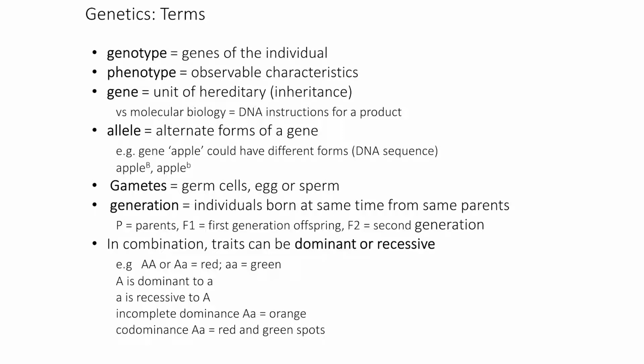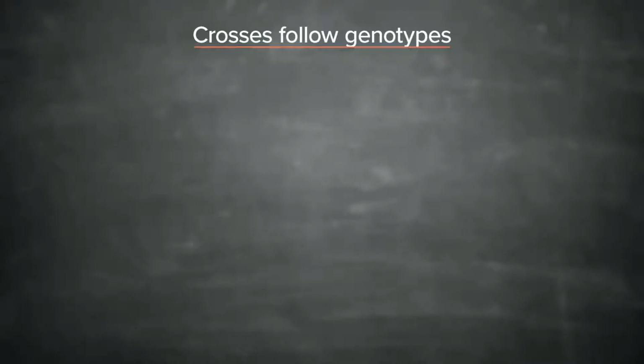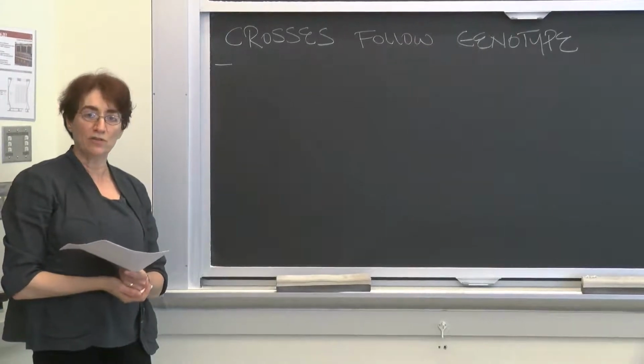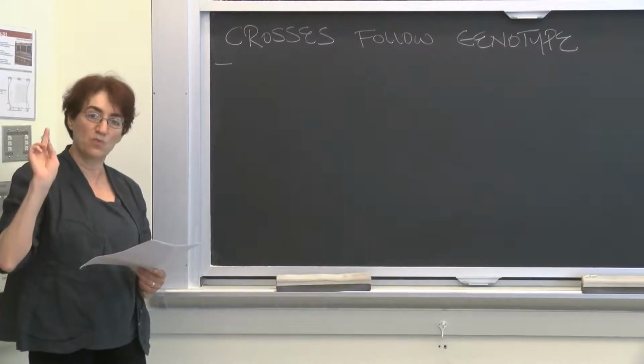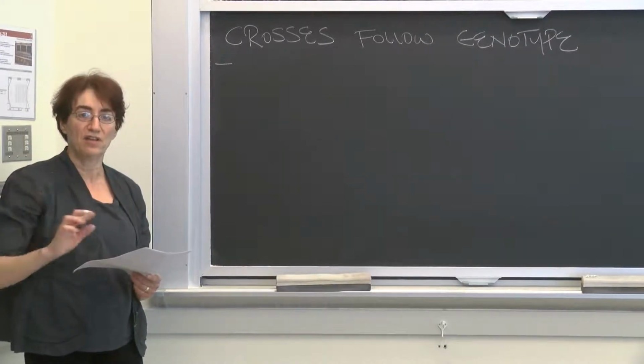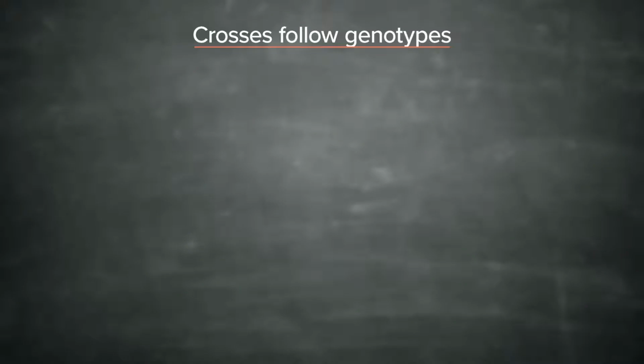Let us now consider genetic crosses. We're going to start off with genetic crosses that follow a genotype. Particularly, we are going to talk about monohybrid crosses, which means that there's one single trait involved and likely one gene. Monohybrid cross, that means one trait, probably one gene.